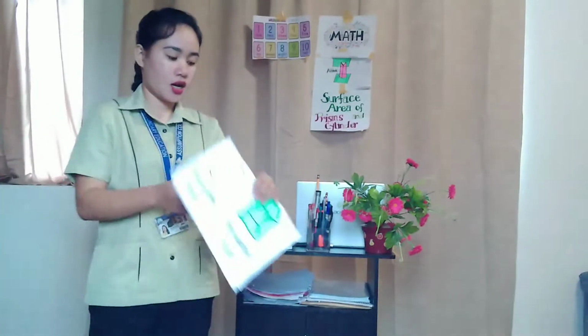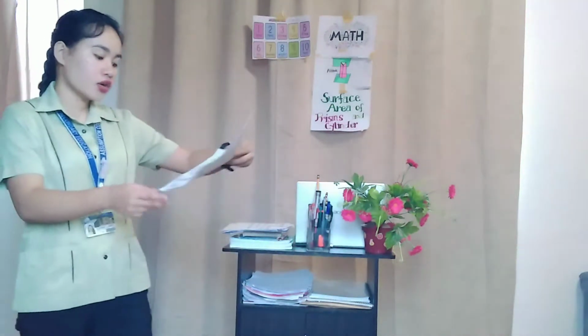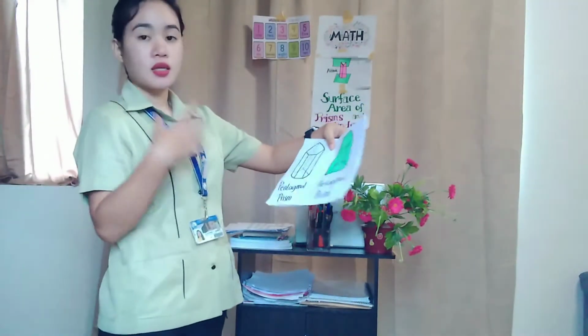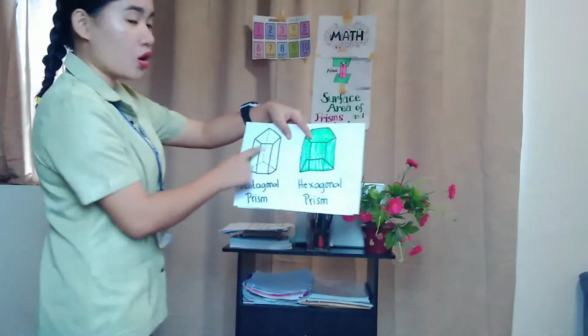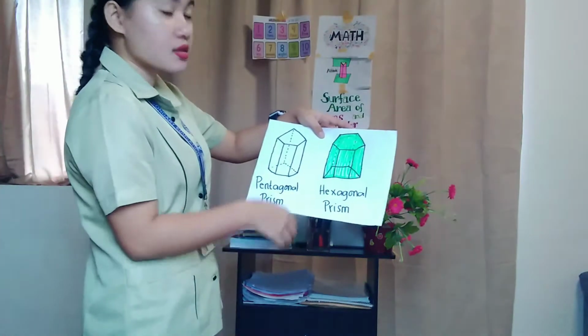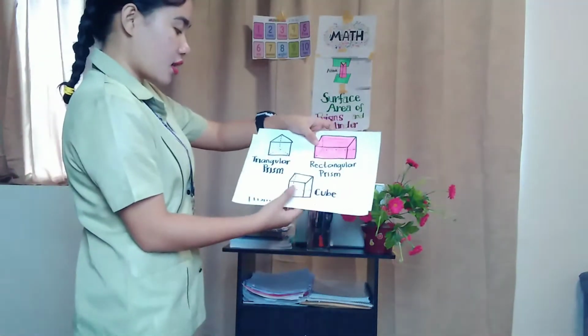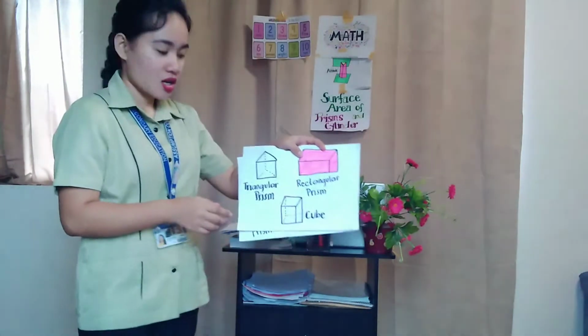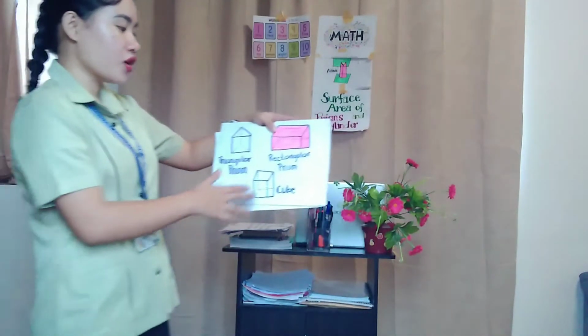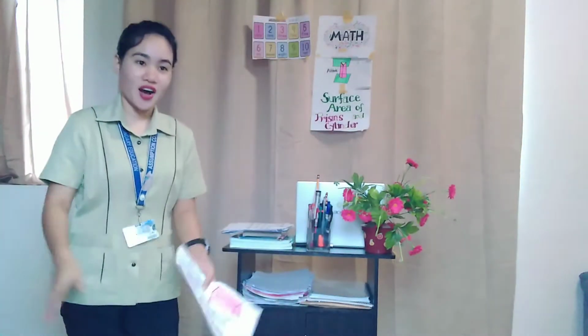Okay, very good. I will show you the correct answer. The answer of group 1 is pentagonal. This is the shape of pentagonal. The answer of group 2 is hexagonal. Very good. Group 3 is triangular. Group 4 is rectangular. And group 5 is cube. So, all your answers are correct.